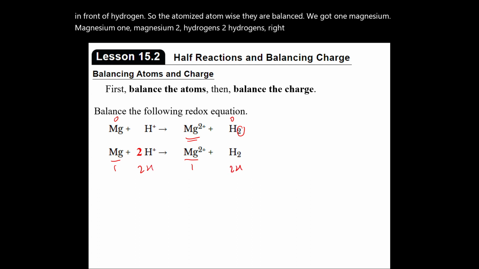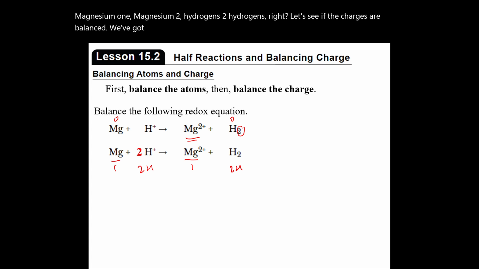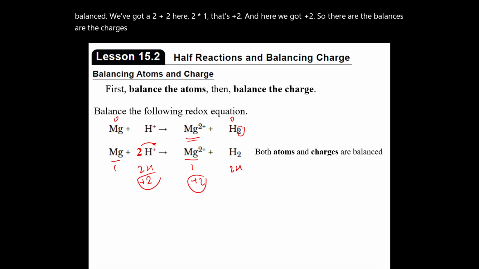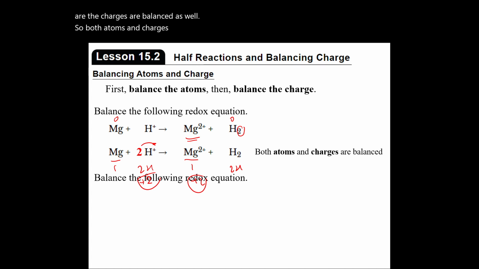Let's see if the charges are balanced. We got 2 times 1, that's plus 2 here, and here we got plus 2. So the charges are balanced as well. So both atoms and charges are balanced.